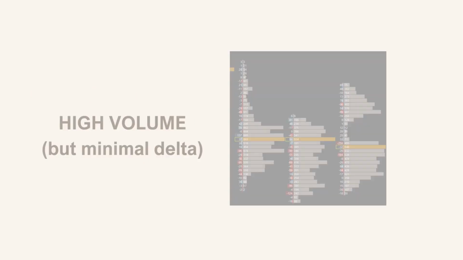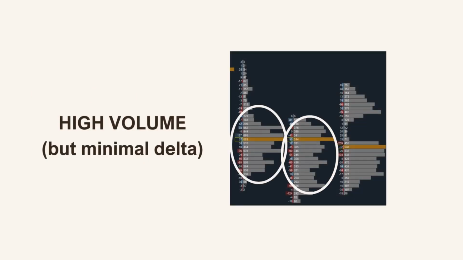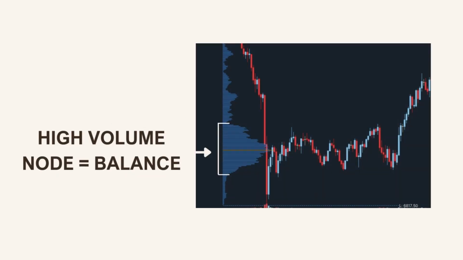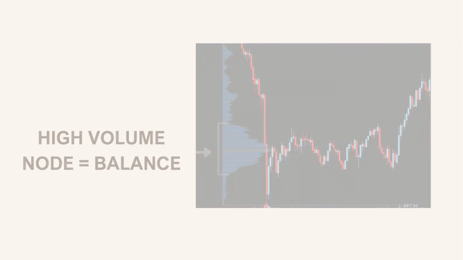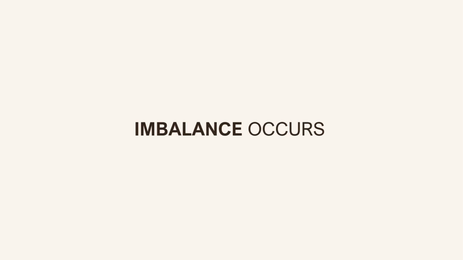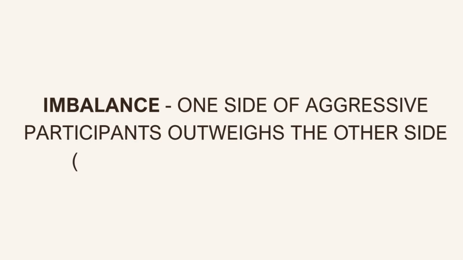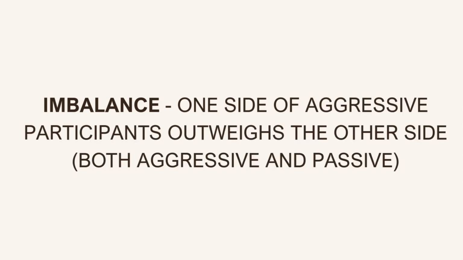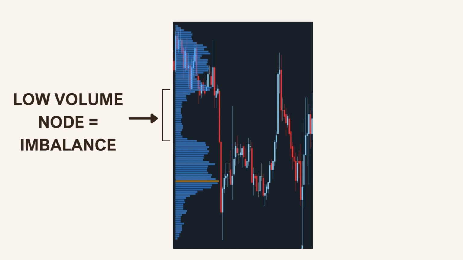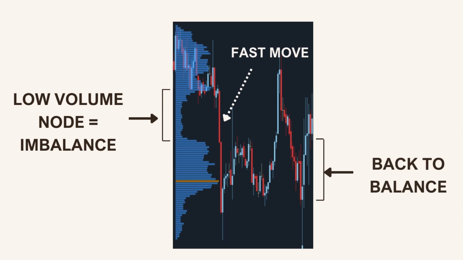You'll usually see this on a footprint as thick, heavy clusters of volume. And on a volume profile, these become high volume nodes, areas where the market agrees on value. But when that balance breaks, when passive participants finally get overwhelmed or simply step aside, you get imbalance. And this is where things get interesting. In an imbalance, price moves quickly because it doesn't need much participation to move. On a volume profile, these areas show up as low volume nodes, zones the market moved through quickly on its way to find the next place where buyers and sellers are willing to trade.